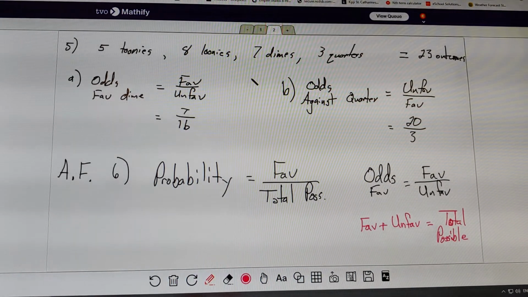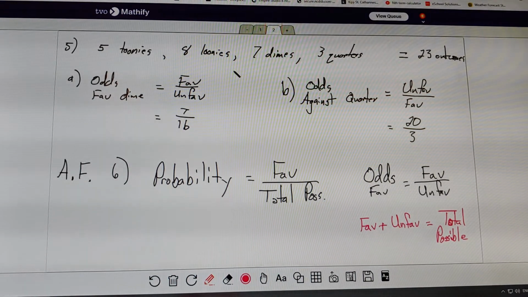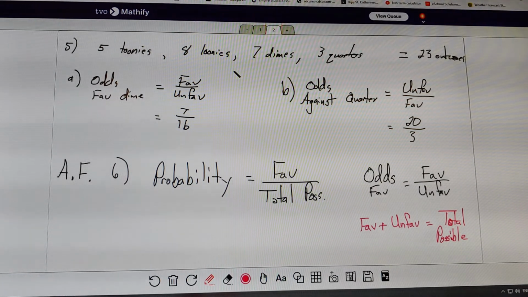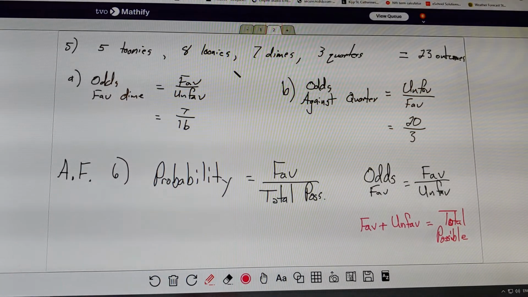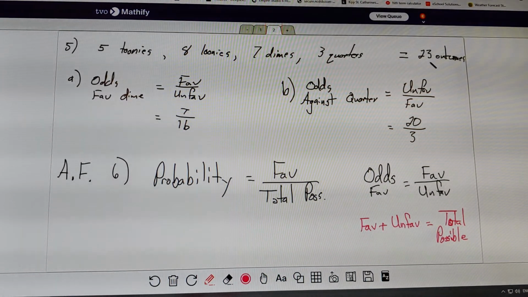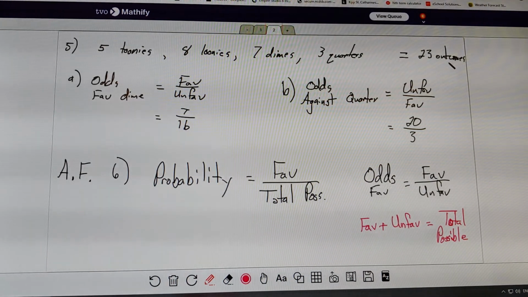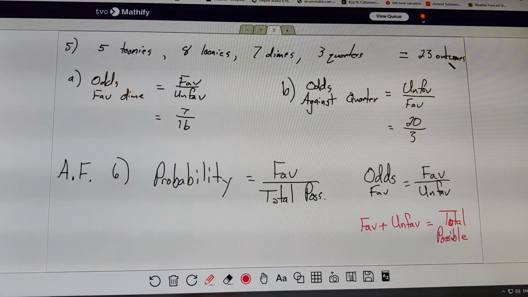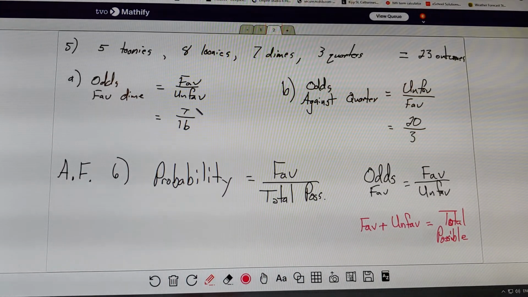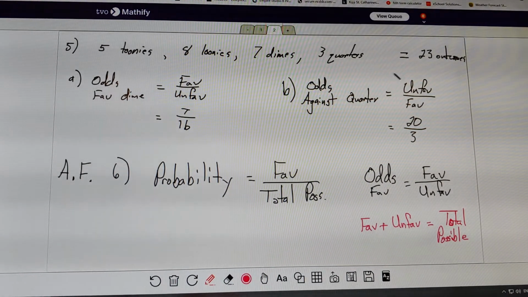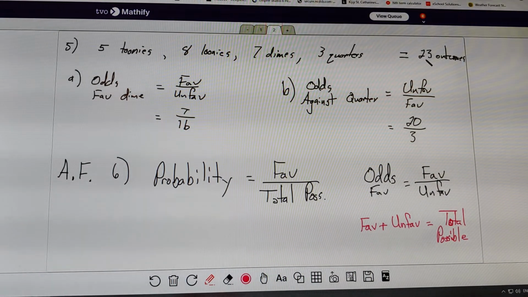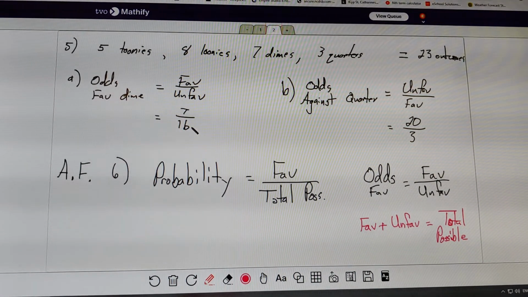Number 5 said Sarah had 5 toonies, 8 loonies, 7 dimes, and 3 quarters in her piggy bank, and they wanted to know odds in favor and odds against certain things happening. First I added all of these up to get 23 outcomes because I need to know the total number of outcomes. They asked for odds in favor of a dime. There's 7 dimes, so that's our favorable outcome. How many unfavorable? We need all of the outcomes except for those 7. So it's 23 subtract 7 for unfavorable outcomes, and that's where we get 16.